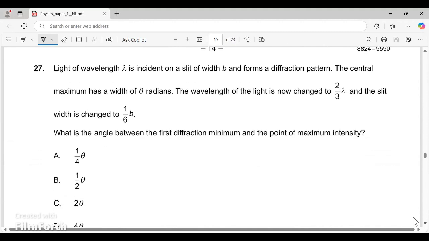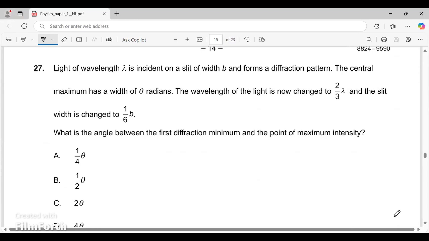Number 27. Light of wavelength lambda is incident on a slit of width b and forms a diffraction pattern. The central maximum has a width of theta radians. The wavelength of the light is now changed to 2/3 lambda, and the slit width is changed to 1/6 b. What is the angle between the first diffraction minimum and the point of maximum intensity?